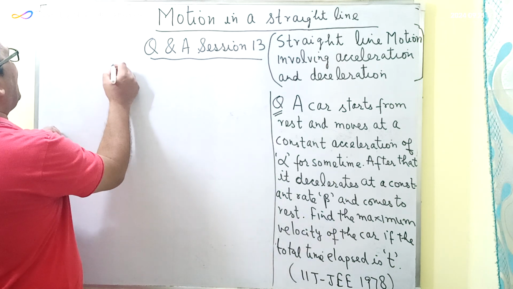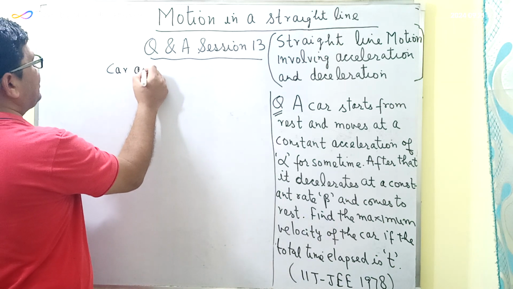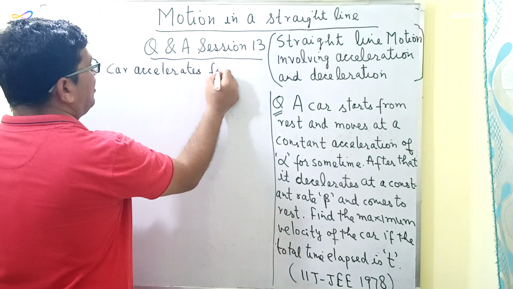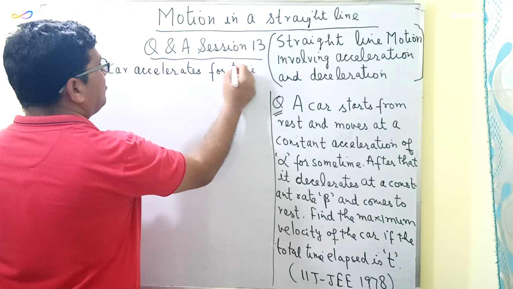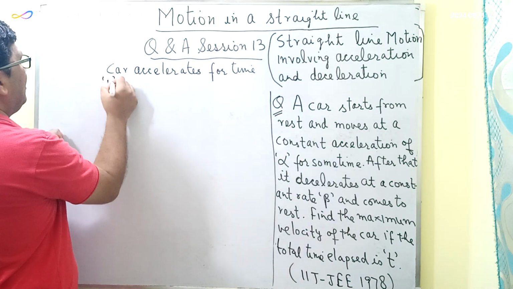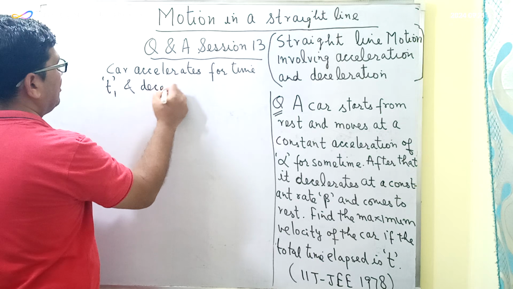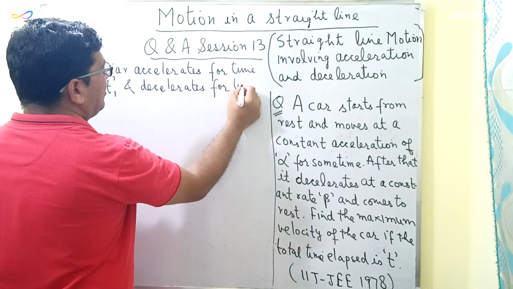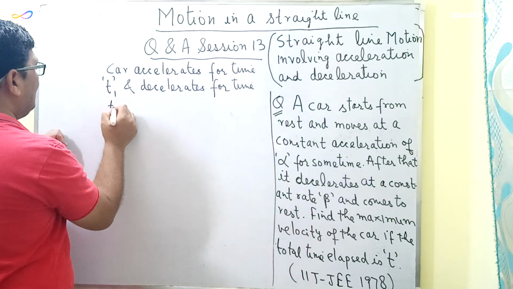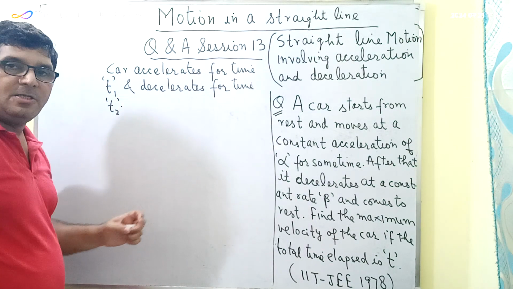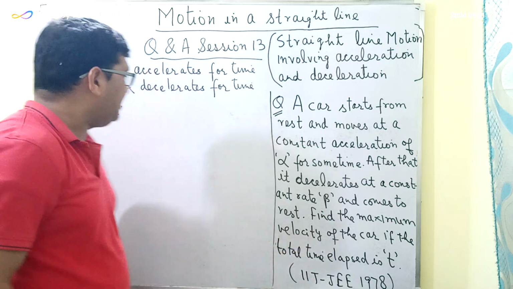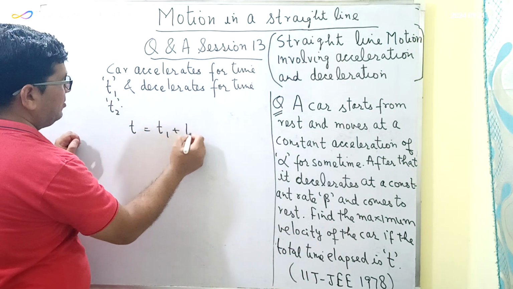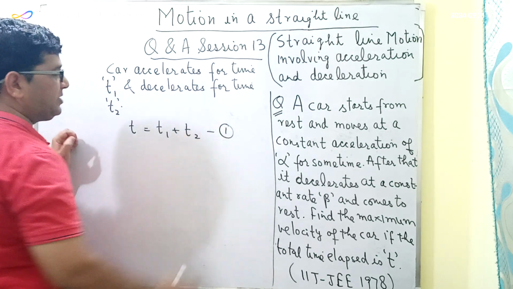So let us assume that the car accelerates for time say t1 and decelerates for time say t2. Now if the total time elapsed is t, then t will be equal to t1 plus t2. So this is the first equation which I have got.